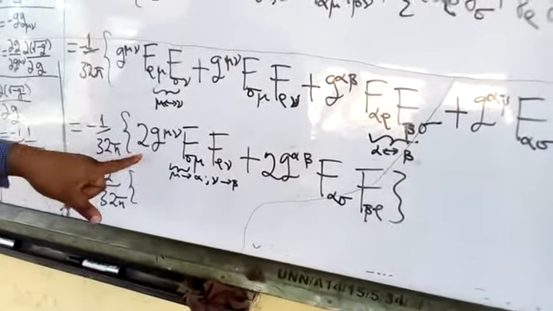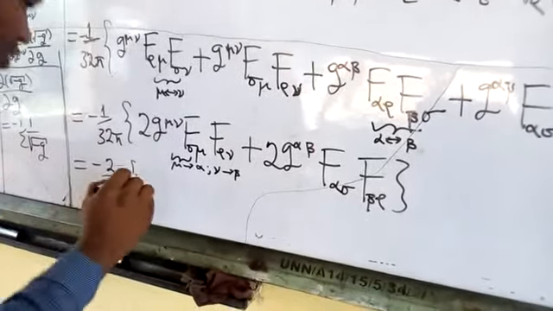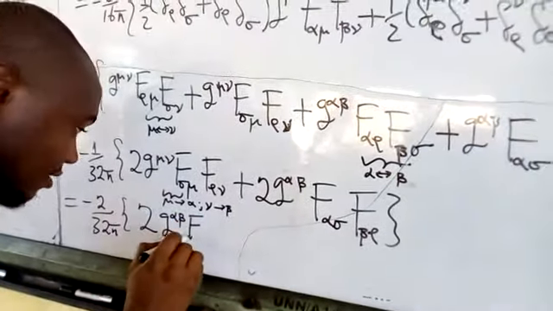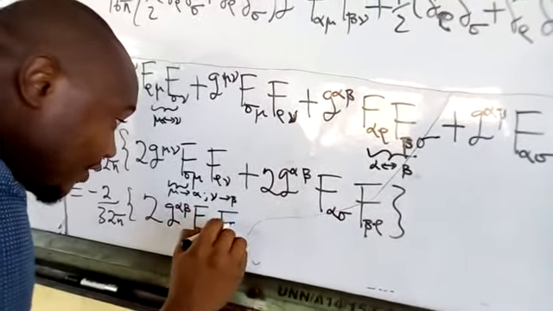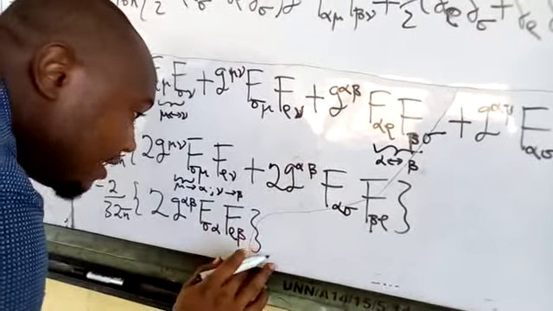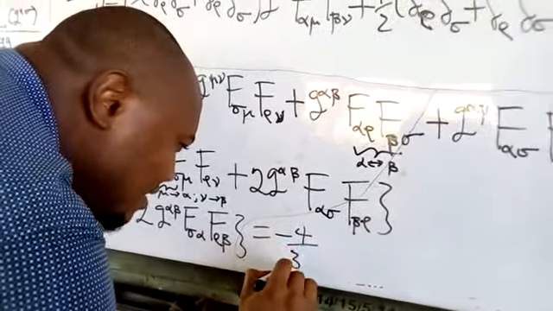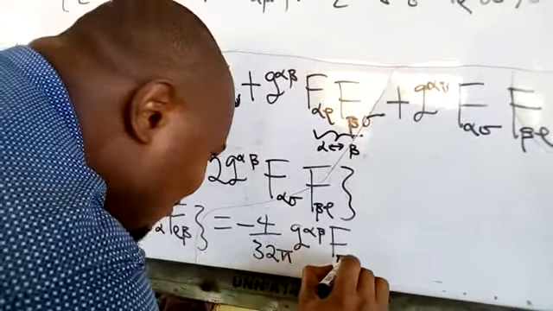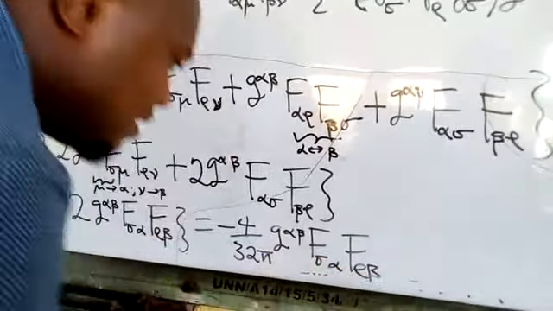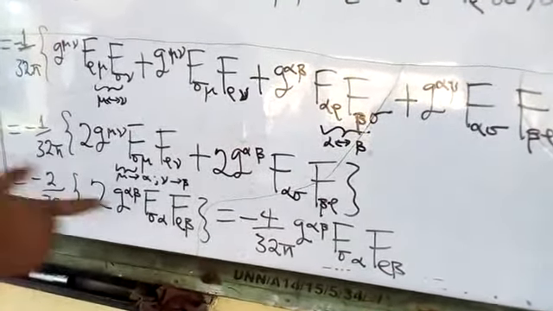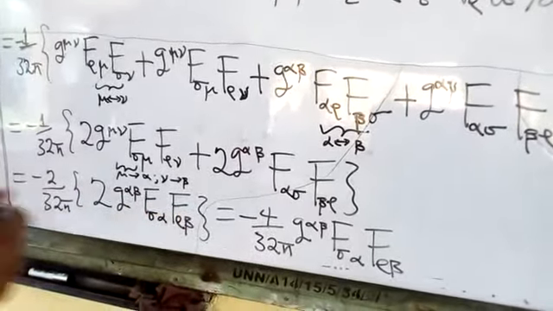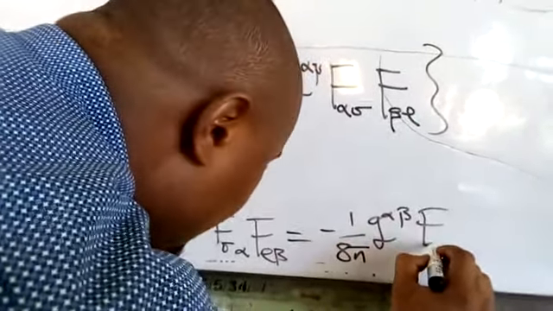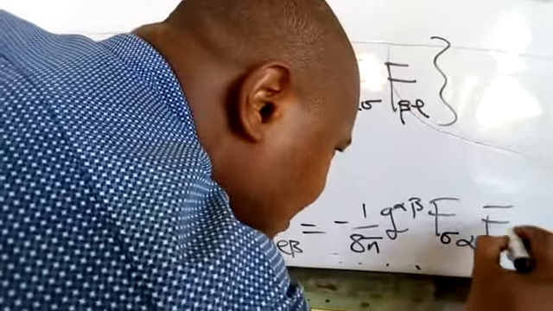If I did that, having already pulled out these two here, it means I'm going to have 2 times this expression, but then it will be alpha, beta here: G alpha beta, F sigma alpha, and F rho beta. So in essence, I will have something like minus 4 all over 32 pi, multiplying G alpha beta, F sigma alpha, F rho beta. That's what I'll get. And when we divide these out, we get 16, and this will give us minus 1 all over 8 pi of G alpha beta, F sigma alpha, F rho beta.